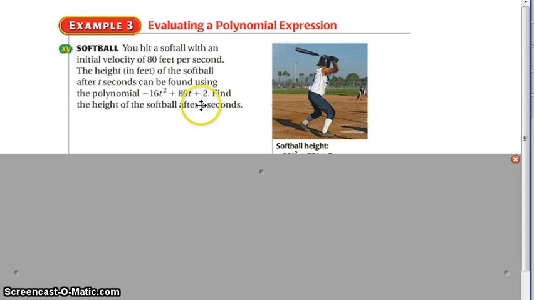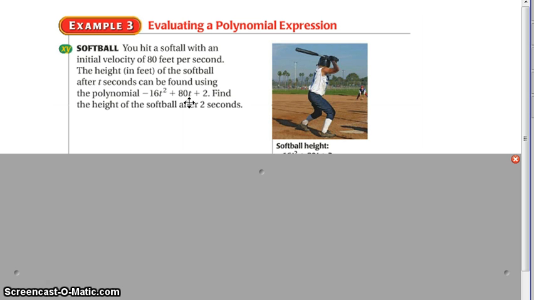Let me tell you that, what do you think that 2 is? 80 is the velocity that this person hits the ball off the bat. What do you think the 2 is? Look at the size of that person. What do you think the 2 is? It's actually the height of the ball off the ground when she hits it. About 2 feet off the ground. Is that reasonable? Yes. So it's 2 feet off the ground.